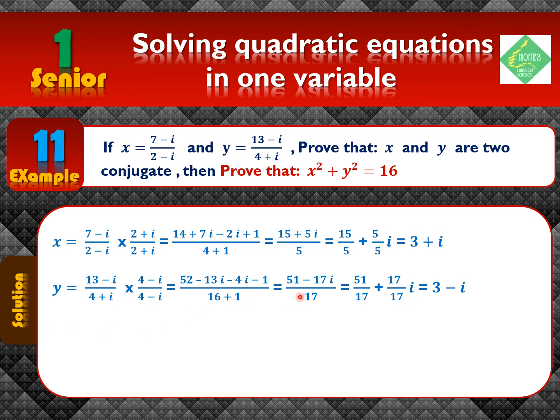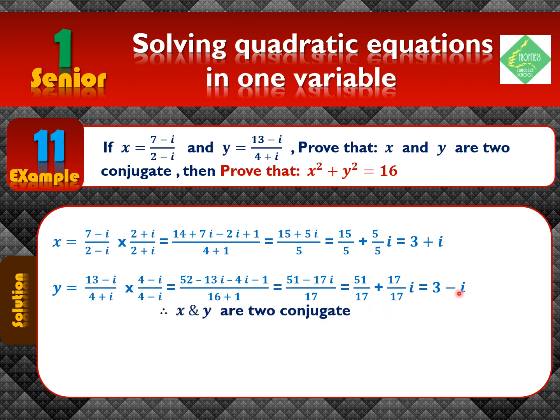So I have at the numerator 51 minus 17i, and the denominator 17. I will take the real part with each other: 51 over 17, and 17 over 17i. Here is a negative sign. 51 over 17 gives 3, and the negative sign stays, 17 over 17 gives 1i. So y equals 3 minus i, and x is 3 plus i. What do you notice? Yes, x is 3 plus i, and y has the sign of the imaginary part changed, negative i, so they are conjugates.